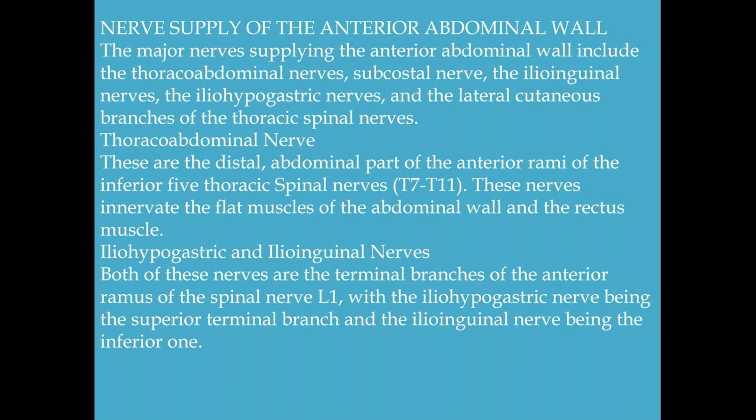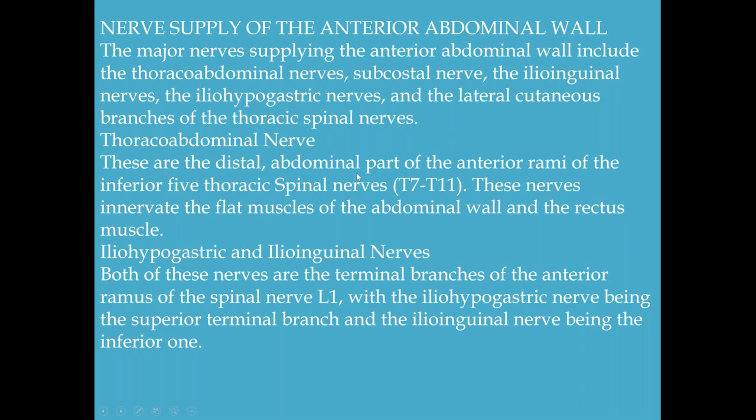What about the innervation of the anterior abdominal wall, or the nerve supply of the anterior abdominal wall? The major nerves supplying the anterior abdominal wall include the thoracoabdominal nerves, subcostal nerve, ilioinguinal nerve and iliohypogastric nerve, and the lateral cutaneous branch of the thoracic spinal nerve. So this is the nerve supply. We'll discuss this separately. What about the thoracoabdominal nerve? Because this may be a site of nerve injury or nerve entrapment during surgery, you should know about the nerve supply.